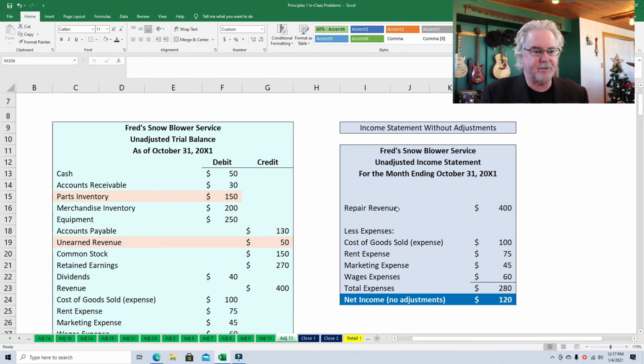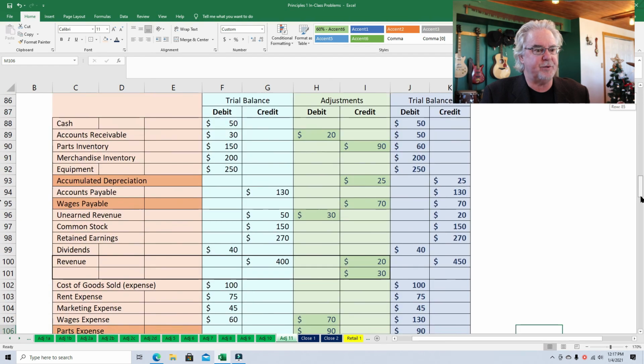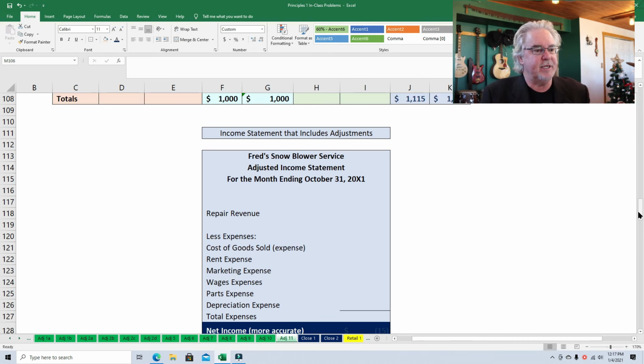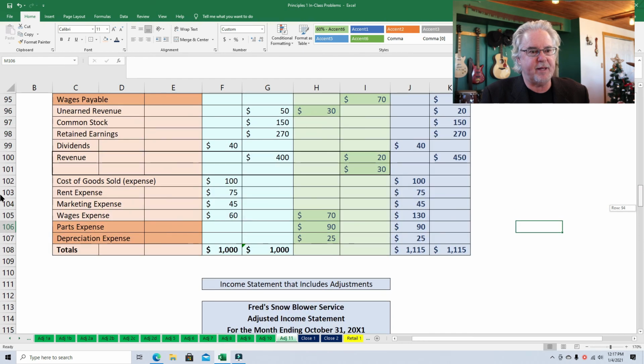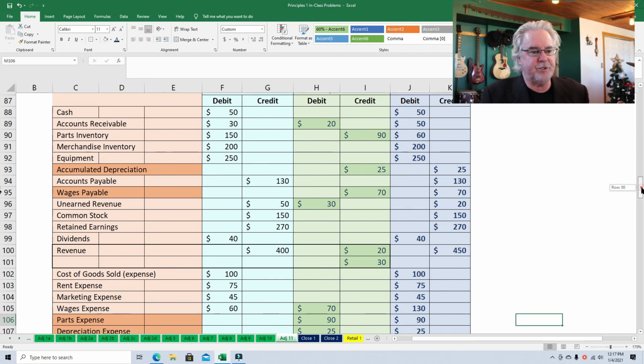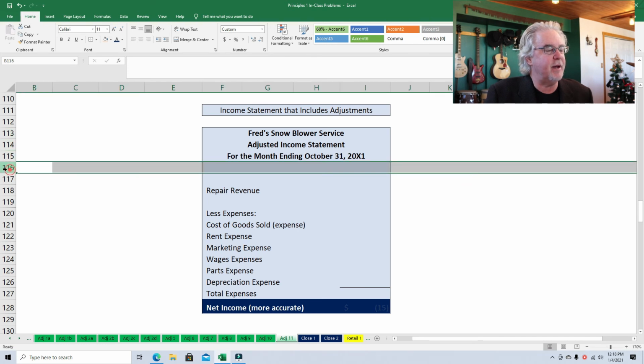And this income statement showed a net income of $120. So it looked like Fred is doing pretty good. So let's see if Fred really is doing that good. You see, these adjusting entries make the income statement more accurate. So here's all we're going to do: we're going to take numbers off of this adjusted trial balance right here, and we're going to put them right here. So I'm going to split the screen again. So here we go. I think I'll split it right about there, maybe.